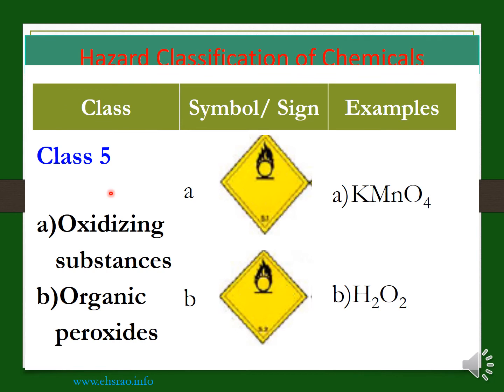Hazard classification of class 5: under A are oxidizing substances. KMnO4 and others come under oxidizing substances. The symbol is a circle over fire. Organic peroxides also come under class 5. So H2O2 and diisopropyl ether come under organic peroxides, with the symbol of a circle over fire.